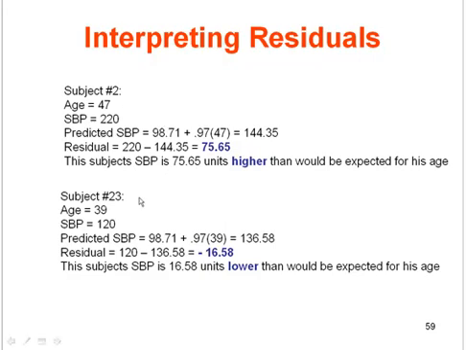Subject number 23, on the other hand, was below the fitted line. Using the same process, we would evaluate his residual as the actual blood pressure of 120 minus the predicted blood pressure of 136, yielding a residual of negative 16.58. And this indicates that subject 23 has a blood pressure that is 16.58 millimeters of mercury less than would have been expected for a 39-year-old person.